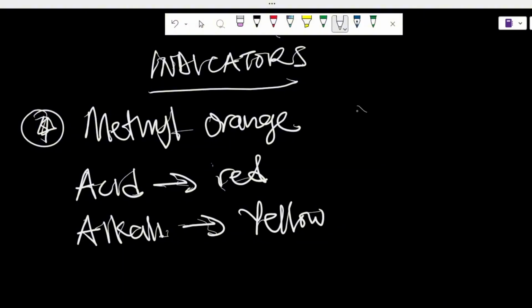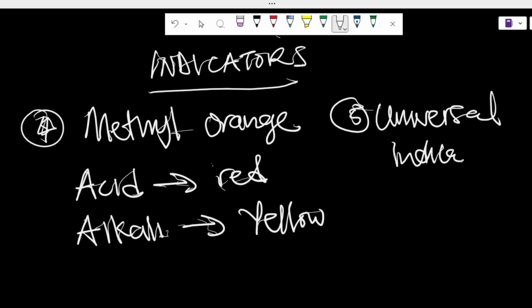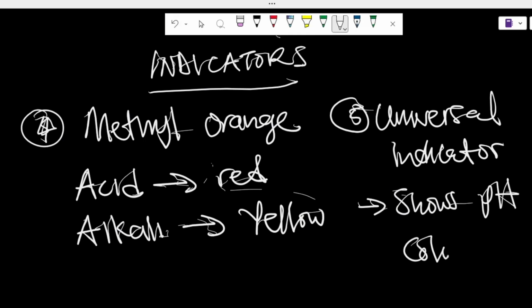Now, we also have what we call the universal indicator. The universal indicator actually shows pH colors. That's why it's called universal, because it is trying to show a range of colors on the pH. When you look at the pH scale from 0 to 14, the universal indicator is able to show all the possible colors within the pH scale.